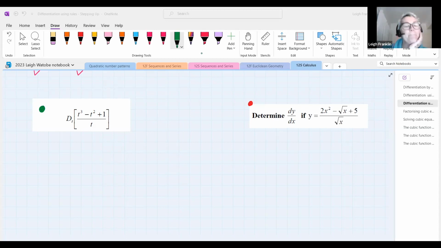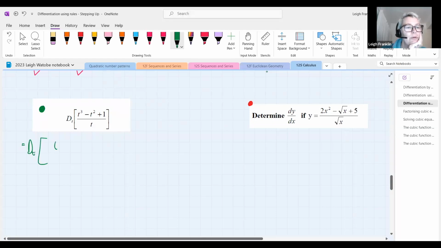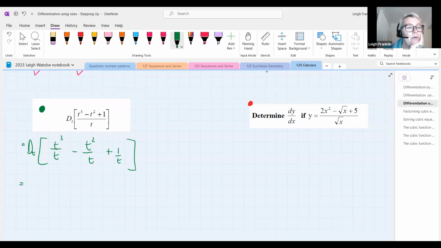Go for it. So I started off by splitting the top part into its denominators. So it's t to the power of 3 divided by t, minus t to the power of 2 divided by t, plus 1 divided by t. Cool. Keep going. So then I took out the denominators, so it gave me t squared minus t plus t to the power of negative 1.